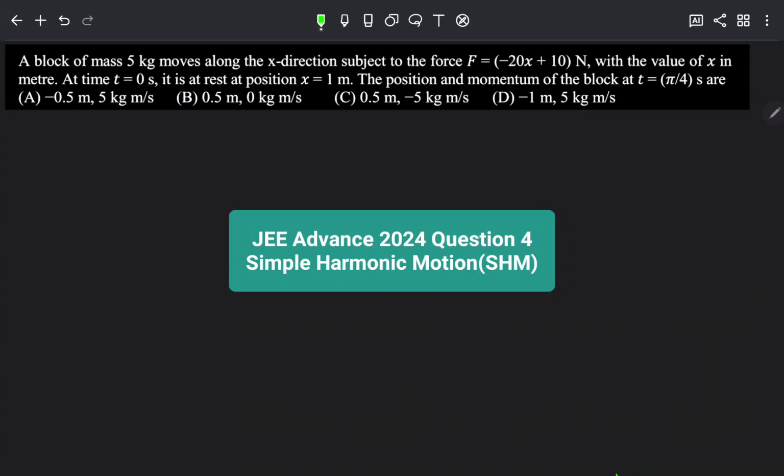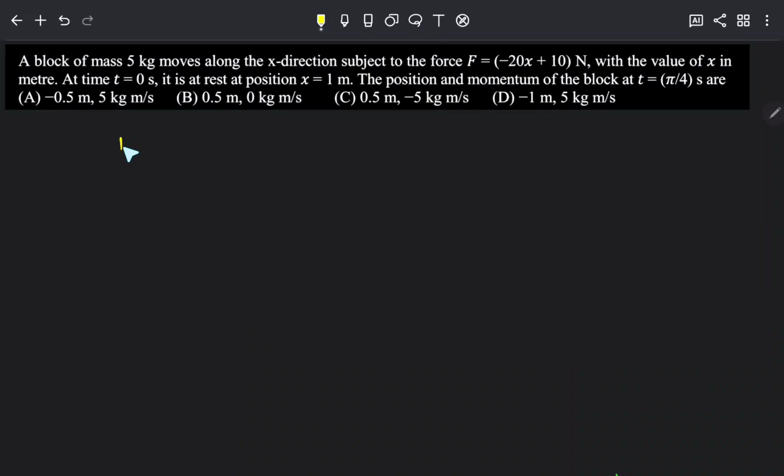For this question, first if you see, F is equal to minus 20x plus 10. This is the equation of force. Now this type of equation is similar to F is equal to minus kx. So this is actually the equation of simple harmonic motion.